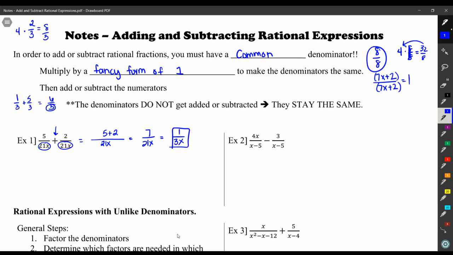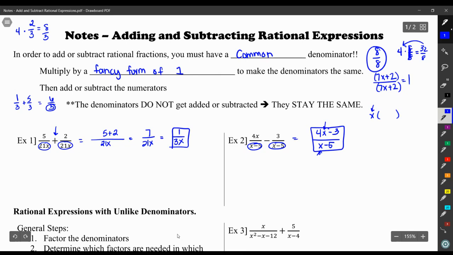Subtraction works very similar. Again, the denominators have to be the same. In this case, they are, so we can go ahead and subtract the numerators. So 4x minus 3 over x minus 5, because again, the denominator does not change. Now here, we can't really simplify this any further because there are no factors that are the same. Yes, there's an x and an x, but those are terms, not factors. Factors is if they are multiplied into something. That is where we can actually simplify things down. So this is as simplified as this one is going to get.